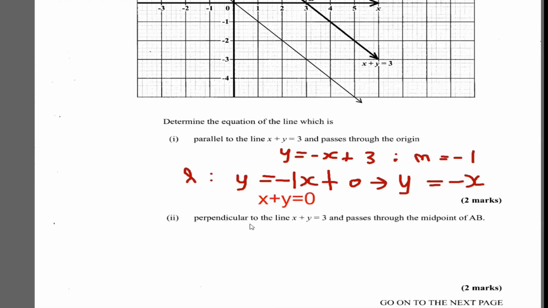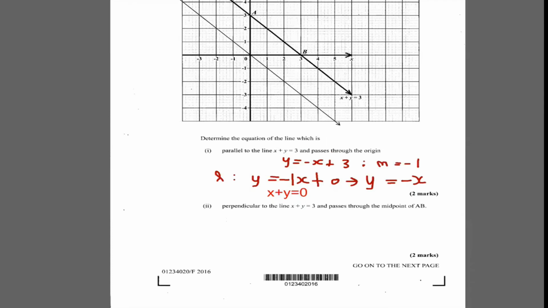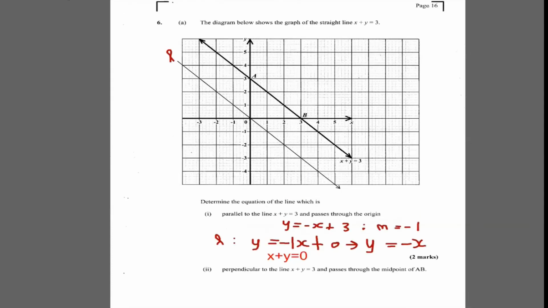Now it says find the equation of the line perpendicular to x plus y equals 3 and passes through the midpoint of AB. Where's A and where's B? So here is A and here is B. The midpoint of AB is going to be somewhere here. How do we find the midpoint of a line?